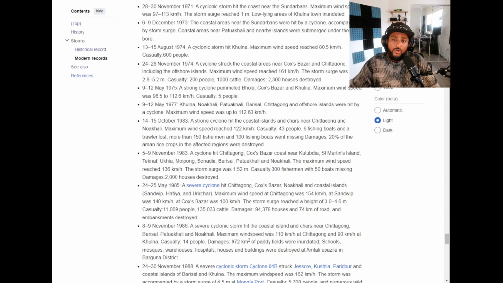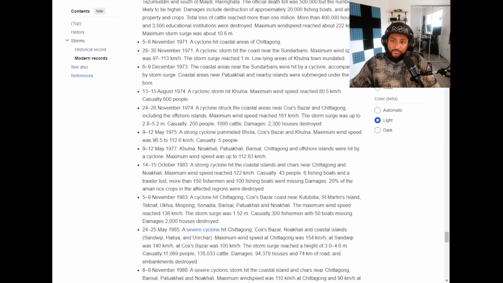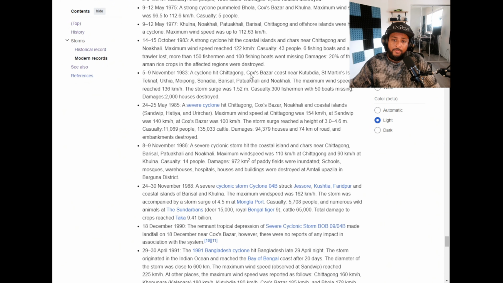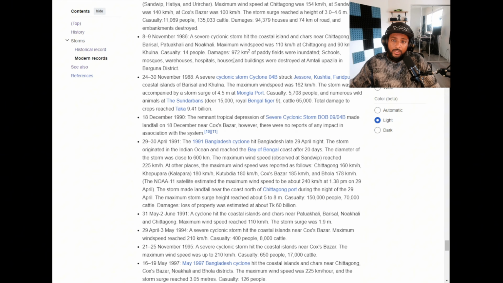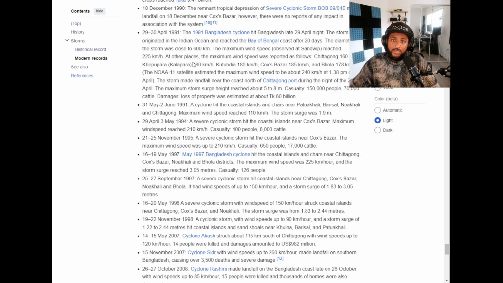Another reason is hurricane. Hurricane is a major factor in Bangladesh. It happens very often. In Asia and other continents, hurricane is referred to as cyclone. So hurricane is actually a big factor. If we look at Wikipedia, since 1971, we will see a lot of hurricanes in Bangladesh and that region, and some of the major ones actually killed a lot of people.